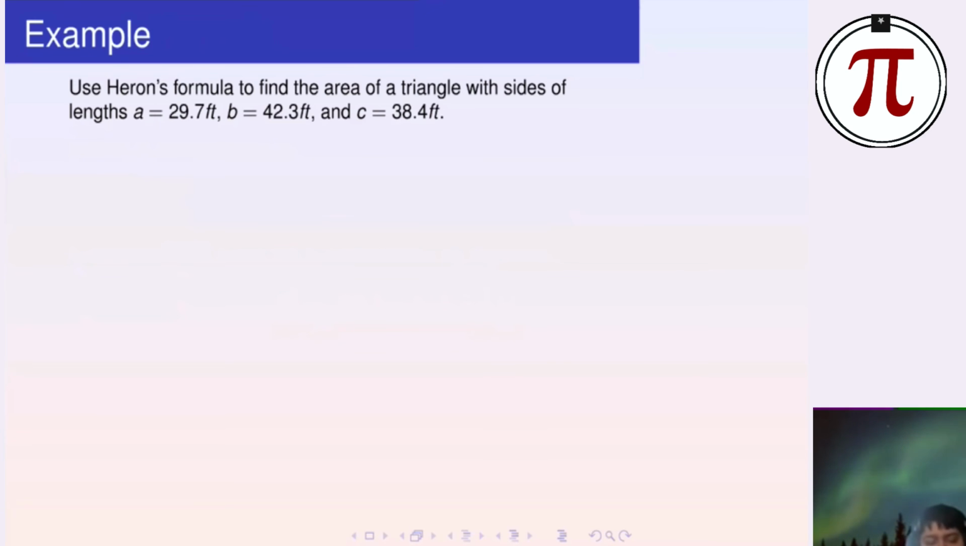Use Heron's formula to find the area of the triangle with sides of length a equals 29.7 feet, b equals 42.3 feet, and c equals 38.4 feet. Okay, very good. Now, could you please go ahead and use this formula to find the area? So you firstly need to find the semi-perimeter. What is S, right?